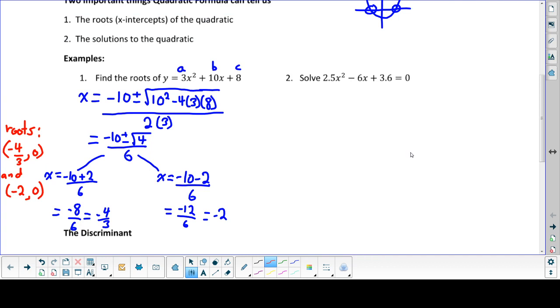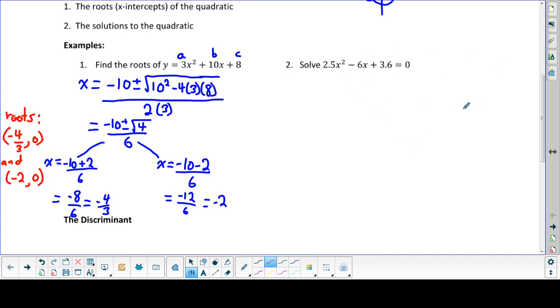All right, so let's take a look at the second one. So for the second one, we want to solve this equation. So for solving the equation, we're going to use quadratic formula here. So let's start writing that down. So x is negative b, so negative of negative 6, that's positive 6, plus or minus the square root of negative 6 squared minus 4 times 2.5 times 3.6.